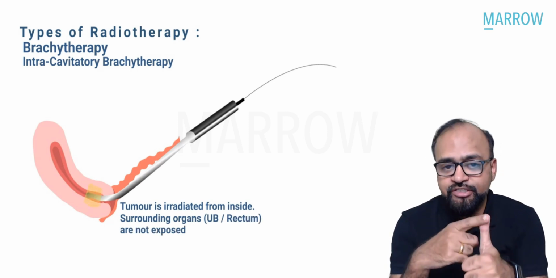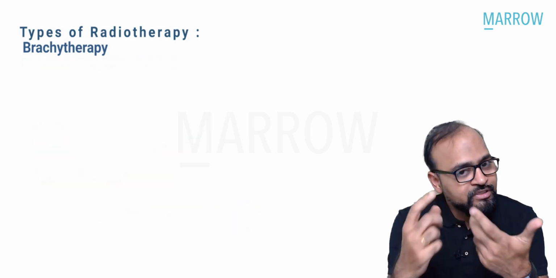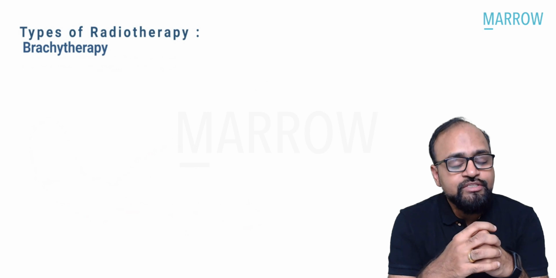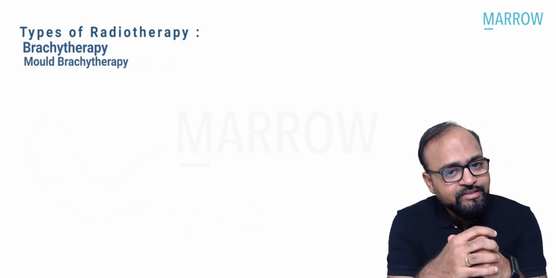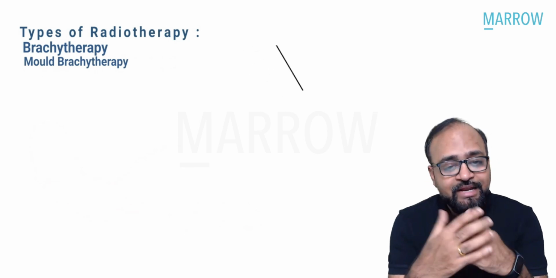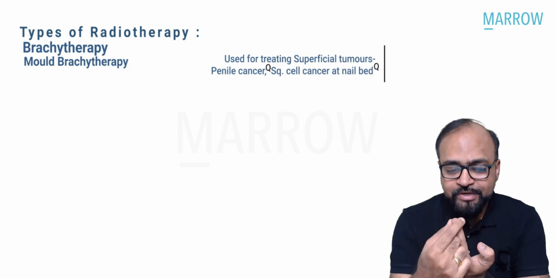So we have seen interstitial, that is within the tumor, and intracavitary, that is within the cavity. There's another type of brachytherapy which is called mold type of brachytherapy. What is this mold type of brachytherapy? It is used for superficial cancers like penile cancers or, say, squamous cell carcinoma at the nail bed.